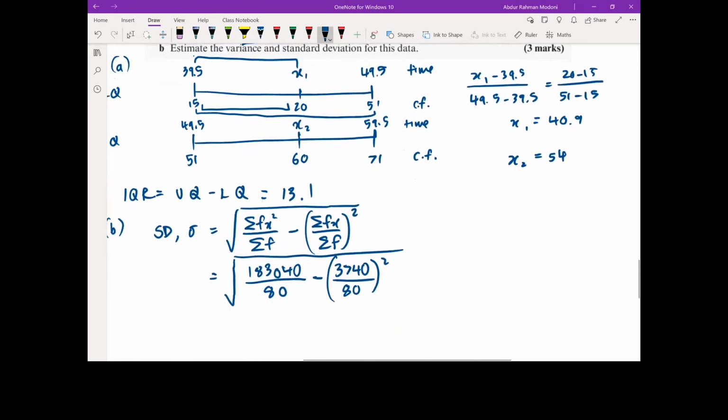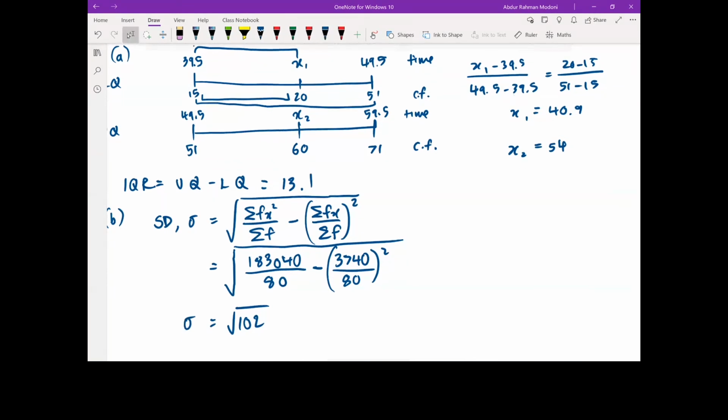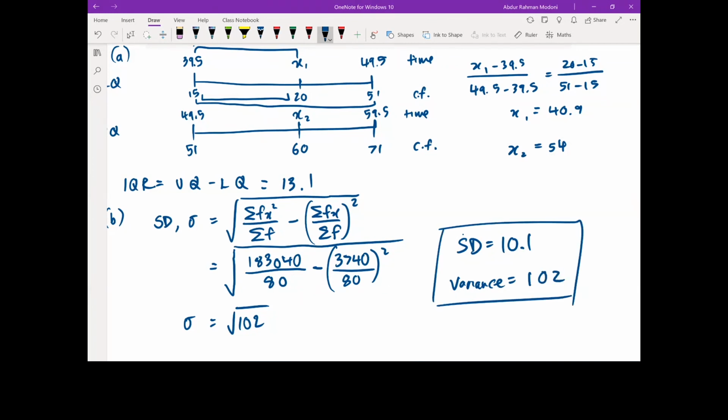That will give us the standard deviation, which is the square root of 102. So we can then say what the standard deviation is. Standard deviation is equal to the square root of that, which is 10.1 to 3 significant figures. And variance, which they also ask for, is, remember, the square of standard deviation, which is 102 before we square rooted it. So that's what they asked for. That's what our answer is.